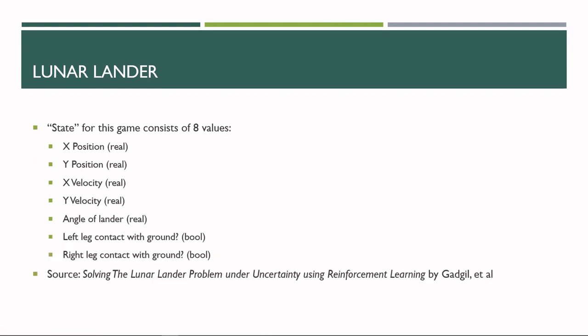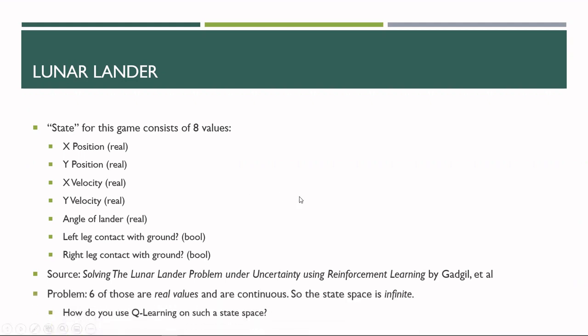The state for this game consists of 8 values. So remember, our state in the maze was just a single value. It was just 1 through 9, right? An integer 1 through 9. So in this case, the state's actually a tuple of values. It's the x position, which is a real number, the y position, which is a real number, the x velocity and y velocity, which are also real numbers, the angle of the lander, which is a real number, and then finally, whether the left or right leg is in contact with the ground, those are both Booleans. So they're discrete. Okay. Same paper cited for this. So this is the state that exists for this problem. Now we have a problem right away, and that is that these are real numbers.